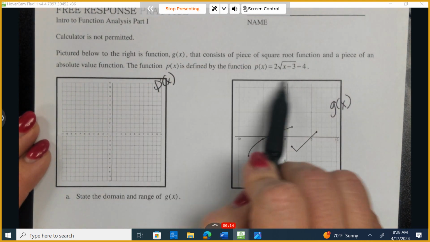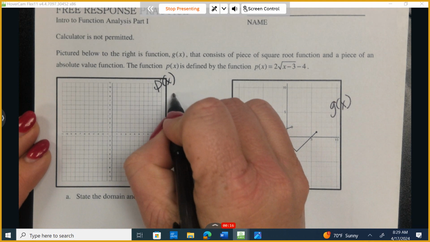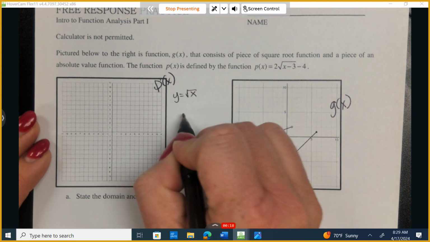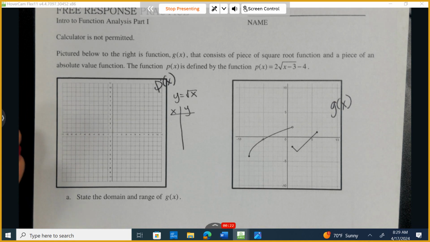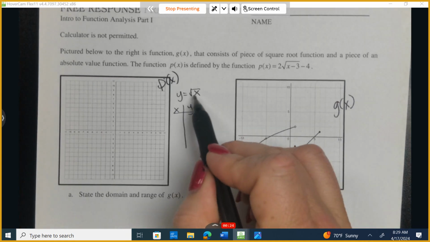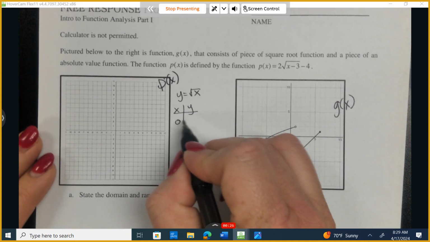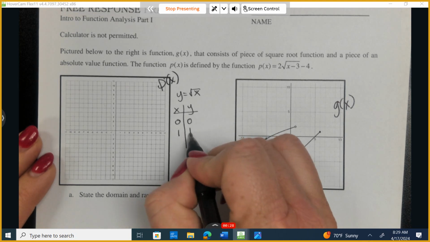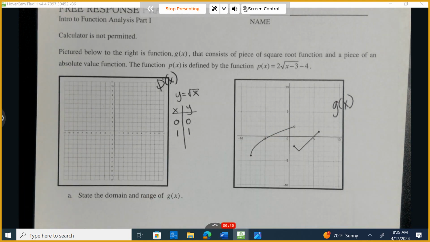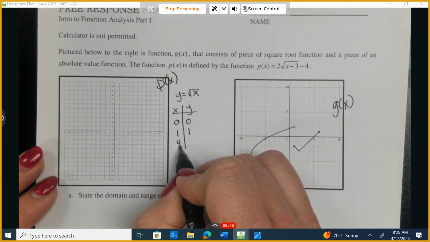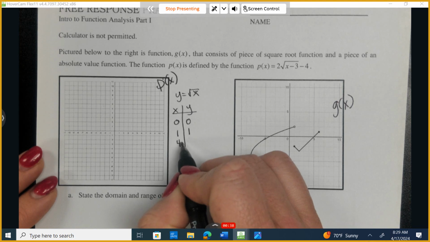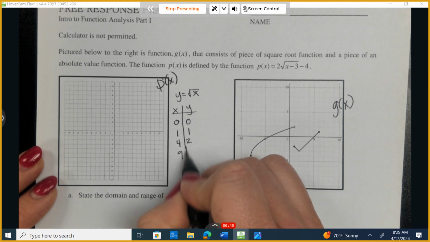Now, what is the parent function? The parent function of this is y equals the square root of x. And that's going to help me in graphing this. So what's the smallest number that we can plug into a square root function? That would be 0. Square root of 0 is 0, square root of 1 is 1. Can we take the square root of 2 and the square root of 3? Yes, but they give us irrational output values. So I'm going to stick with plugging in perfect squares like 1, 4, 9, 16, and so on. Square root of 4 is 2, square root of 9 is 3.